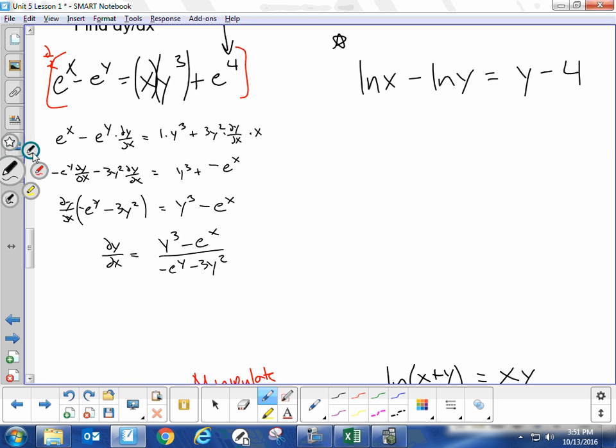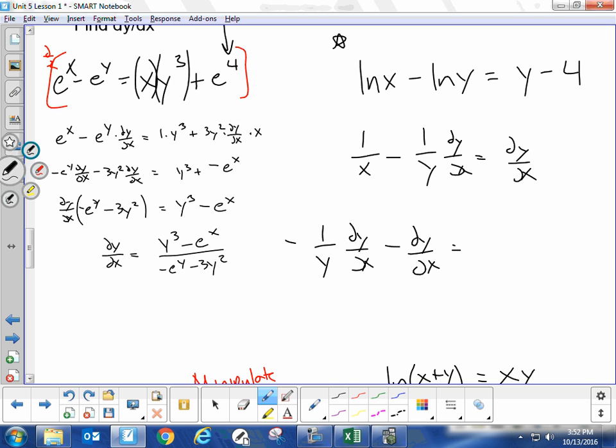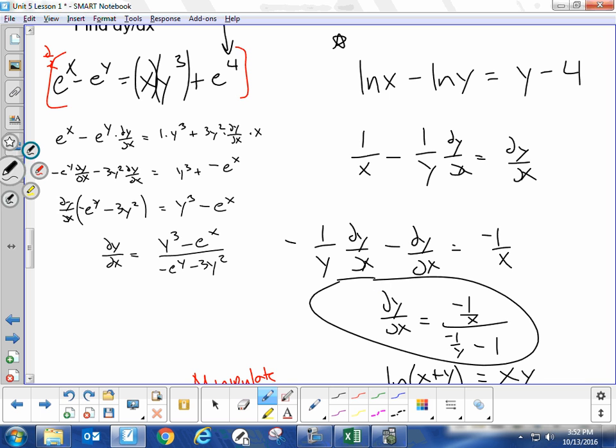I'll take the derivative. Get 1 over x minus 1 over y dy dx is equal to dy dx. Subtract this and subtract that. I'd have dy dx times negative 1 over y minus dy dx is equal to negative 1 over x. Factor out and divide would give me negative 1 over x over negative 1 over y minus 1. Okay, not pretty, but it is the derivative. Again, I factored out. This would be negative 1 over y minus 1. Divide that by that. Boom.